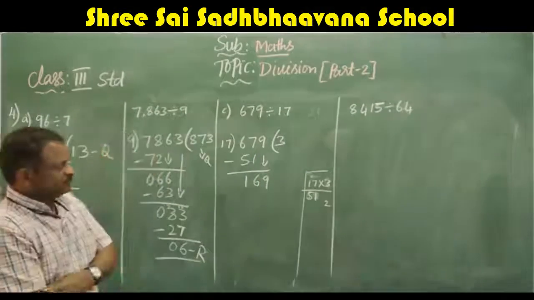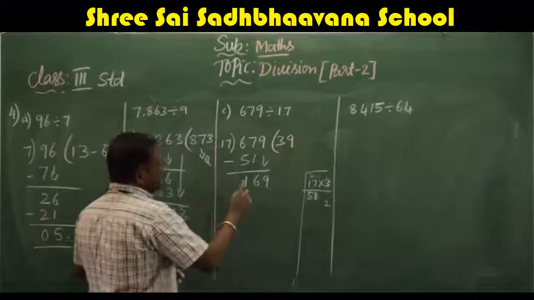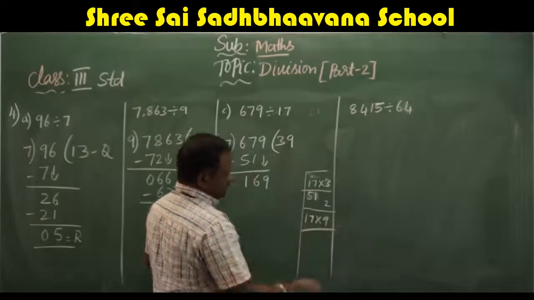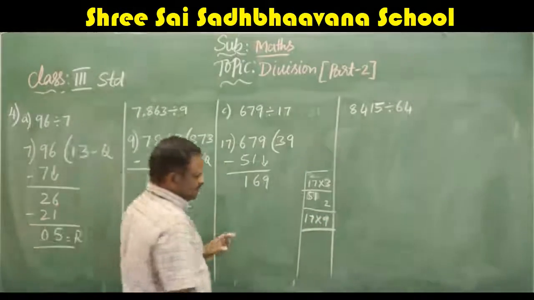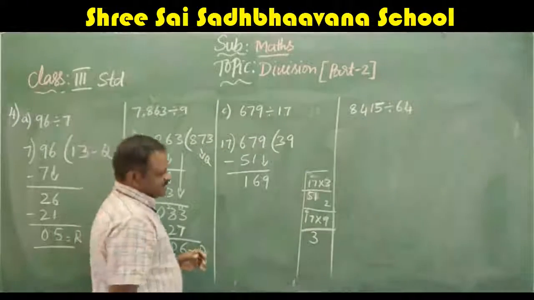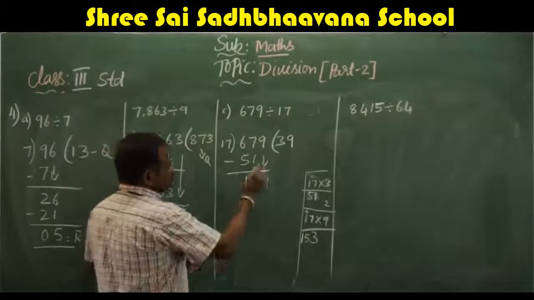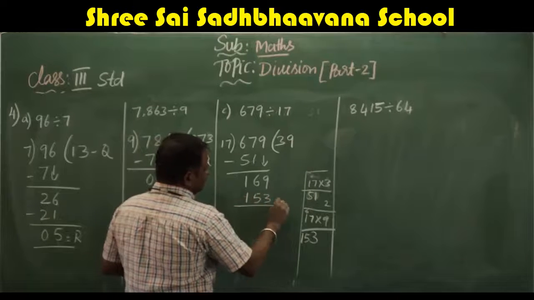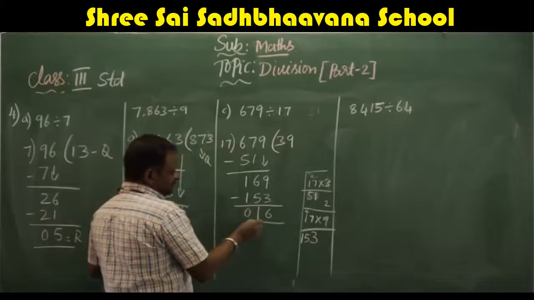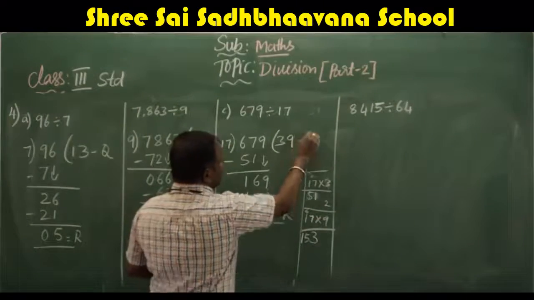So how many times will it go? 169. 17 nines are... So I will multiply here. If you don't know 17 nines are, 9 sevens are 63. Carry 6. 9 ones are 9 plus 6 is 15. That is 153. So 17 nines are 153. You will get 6. 9 minus 3 is 6, 6 minus 5 is 1, 0. So this is the remainder and this is the quotient.